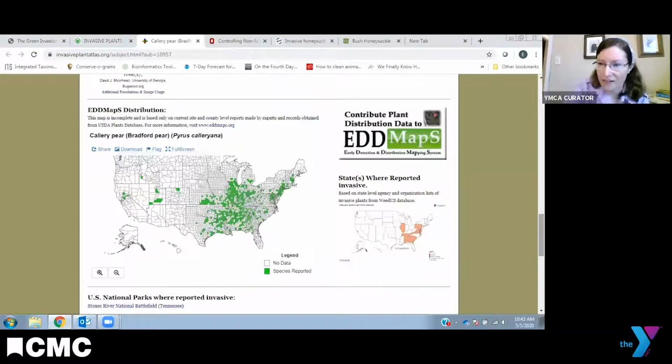Okay. So it looks like if you look on the invasive plant atlas, it'll tell you locations. So we could look up kudzu and honeysuckle and see where they come together. Probably, I'm guessing down in Kentucky, West Virginia area.